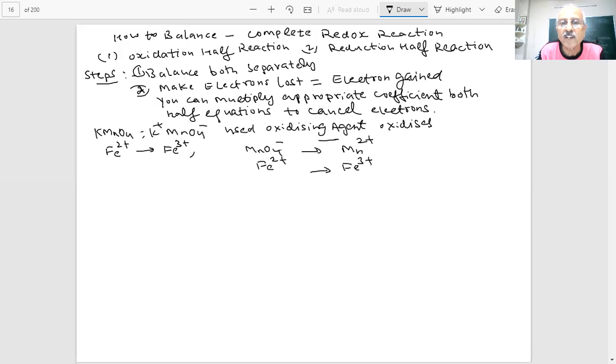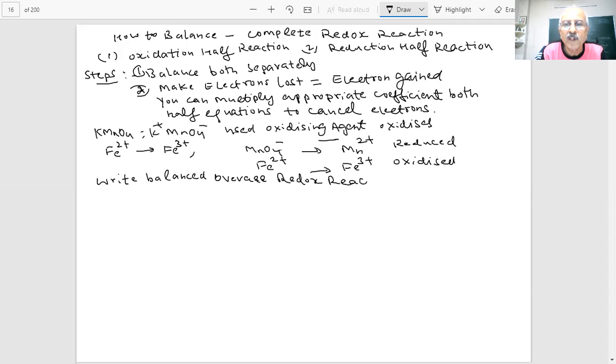You are given two half reactions. This is an oxidizing agent. An oxidizing agent is one which is undergoing reduction. This is reduced and this is oxidized. Now you are asked a question: these are the two half reactions, write the balanced overall redox reaction.